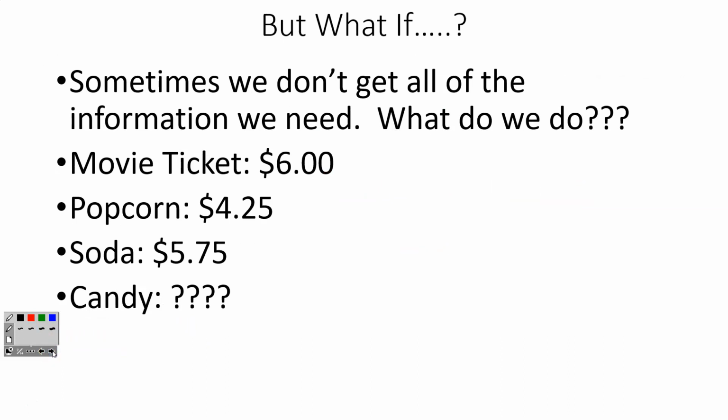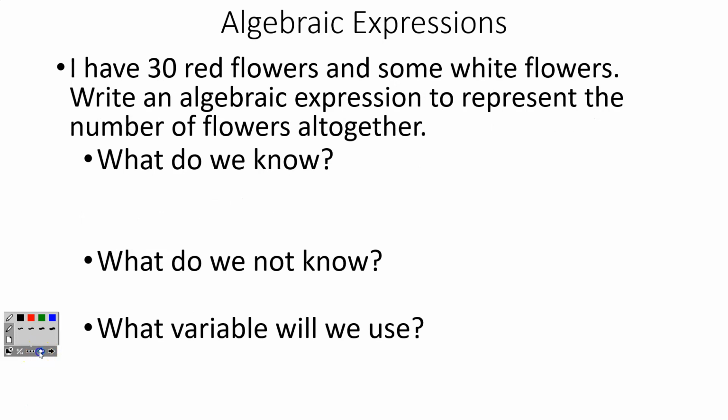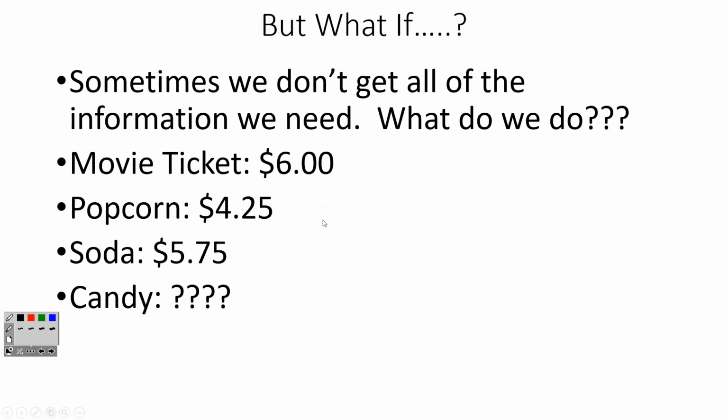So the problem is sometimes we don't get all the information that we need. So what are we going to do? Well, let's say, for example, the movie ticket cost you $6. Popcorn was $4.25. The soda was $5.75. Well, we don't know how much the candy is. So in math, we use a variable for things that we don't know.